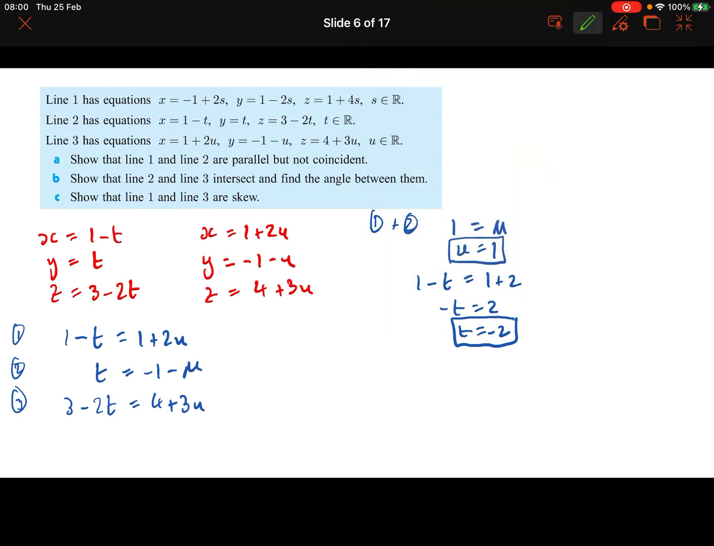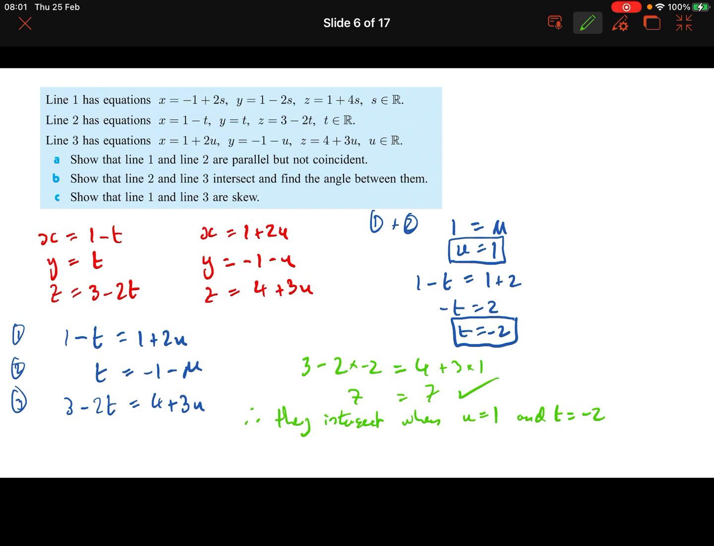So let's check that they actually do satisfy equation 3. So we're saying 3 minus 2t, so times negative 2, is equal to 4 plus 3 times 1. Well, that's going to be minus 2, that's going to be 7, equals 7. The equation is satisfied. So therefore, they intersect when u equals 1 and t equals minus 2.